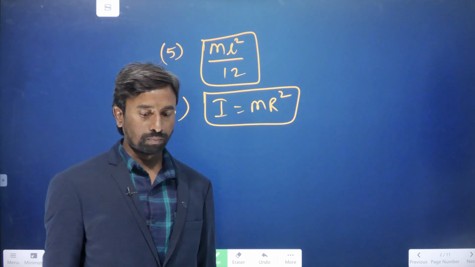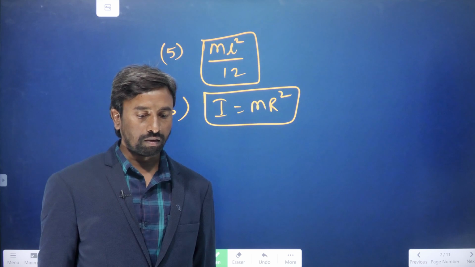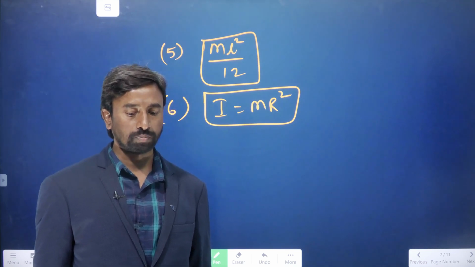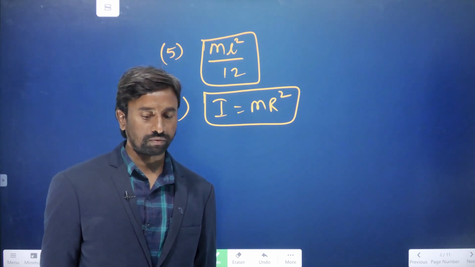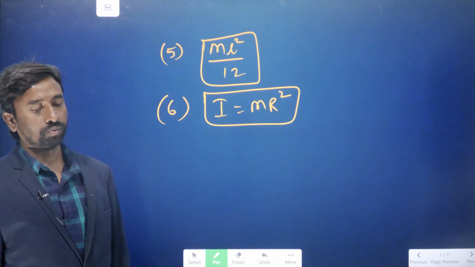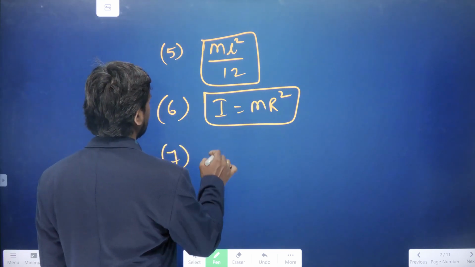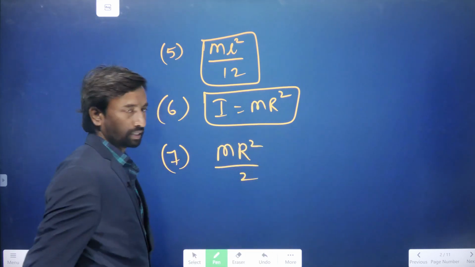And for the next one, what is the moment of inertia of a uniform circular disc of mass m and radius capital R passing through its center perpendicular to its plane there? Okay. Uniform circular disc. What did we get there? So mr square by 2 we got. So there is option 2. So for the seventh one, mr square by 2 we can write there.